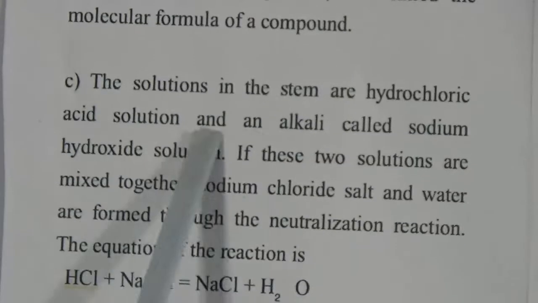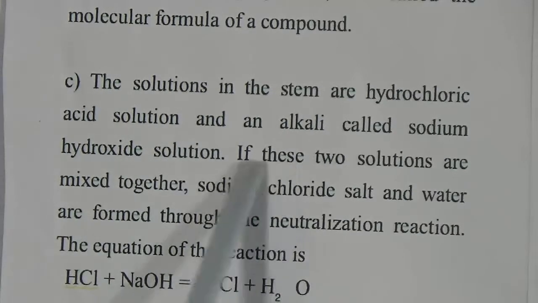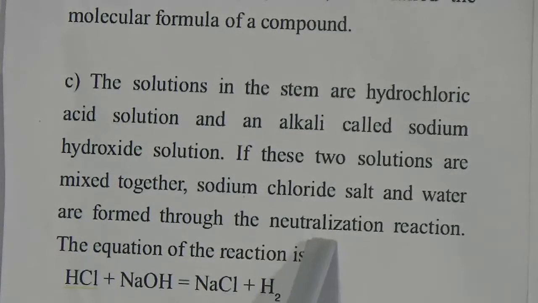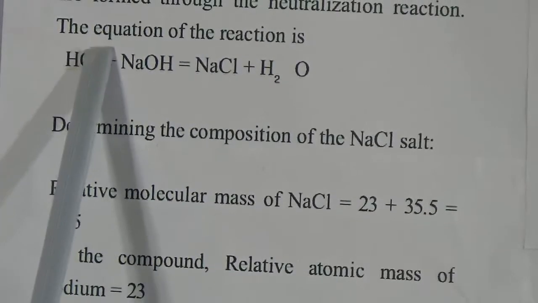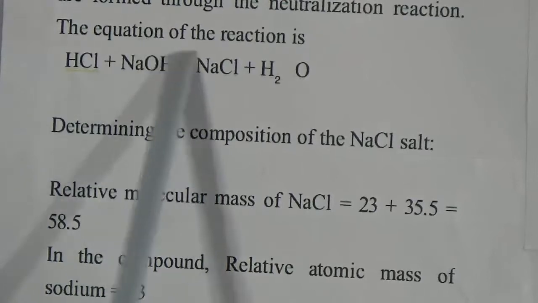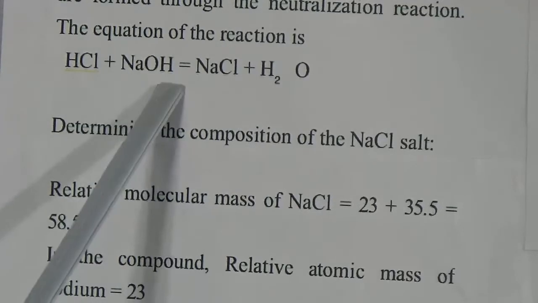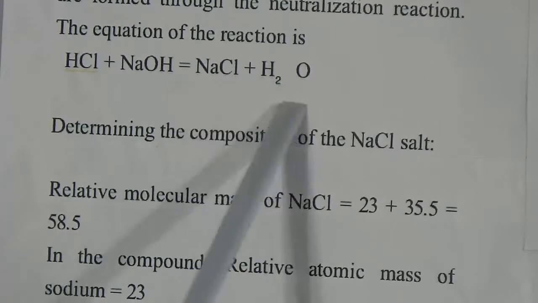Now come to the answer. The solutions in the stem are hydrochloric acid solution and an alkali solution, sodium hydroxide solution, and if these two solutions are mixed together, sodium chloride salt and water are formed through the neutralization reaction. Because the product is neither an acid nor a base, this reaction is known as a neutralization reaction. The equation of the reaction is HCl, hydrochloric acid, plus NaOH, sodium hydroxide, react with each other to produce NaCl, sodium chloride, plus water.